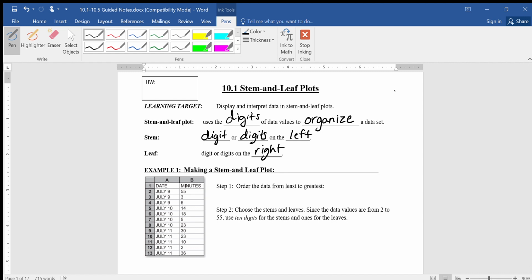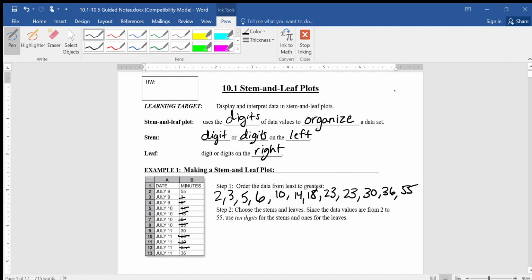So the first thing we need to do is order them from least to greatest, just like we did all the way through chapter 9 pretty much. The smallest number is the 2. The next number is 3, followed by 5 and 6. So 2, 3, 5, and 6. And then from here, the next number is 10, followed by 14, and then 18. And then that takes us on up to 23, which there's 2 of them, which then takes us to 30, and then 36, and then the last one's 55.